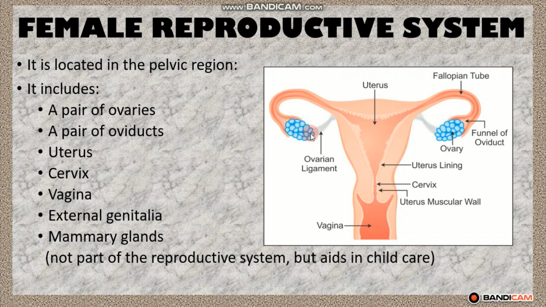Actually it is not blue, it is a diagram, that's why the color is used just for indication. So this blue colored part is the ovary. You see one is on the right hand side and another one is on the left hand side. So it is in pair, that's why it is written here, a pair of ovaries, a pair of oviducts. This one is the oviduct.